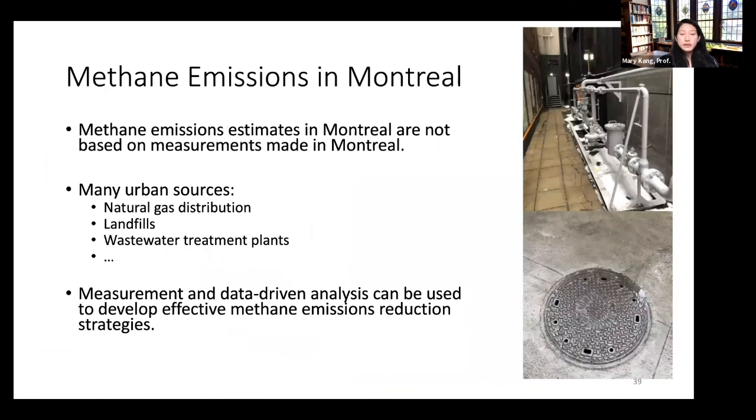So just a few words about methane emissions in Montreal. We've been doing this since 2019, for 2 years. We've been measuring methane emissions from natural gas distribution, landfills, and other sources across the city. Because current estimates of methane emissions made in Montreal are actually not based on any measurements made in Montreal. There are measurements based elsewhere using something called emission factors. And so that leads to a lot of uncertainties. So really, to develop effective methane emissions reduction strategies, we need a measurement and data-driven analysis.